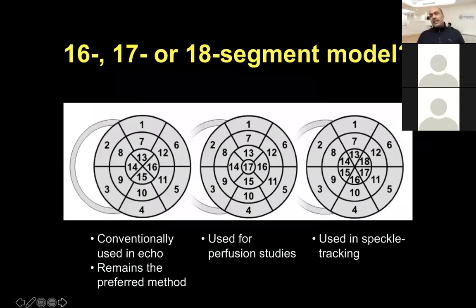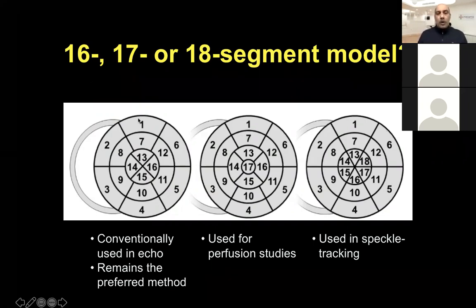So to ease out, we have various scoring systems. There have been 16 segment division of the left ventricle, 17 segment division, and 18 segment division of the left ventricle. Mind you, everything is the apical segment, if the length of the left ventricle is divided into three equal parts, and I'll describe it down the line.